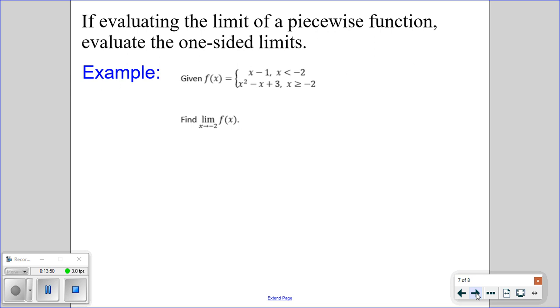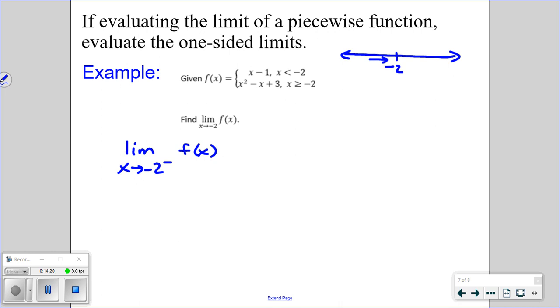We're given this piecewise function, and we're trying to find the limit as x approaches negative 2 of f of x. And this is a two-sided limit. So remember, that means you're approaching negative 2 from the left and from the right. So let's just go ahead and do that. Okay, so I'm going to start with the left-sided limit. Now, think about your number line for a minute. Let's just say negative 2 is right here. If we're approaching negative 2 from the left, all those values are less than negative 2.